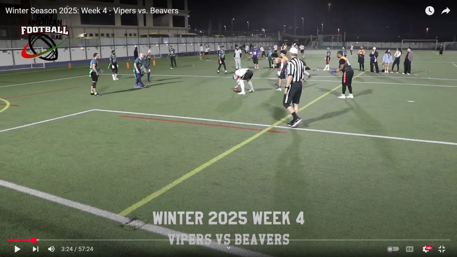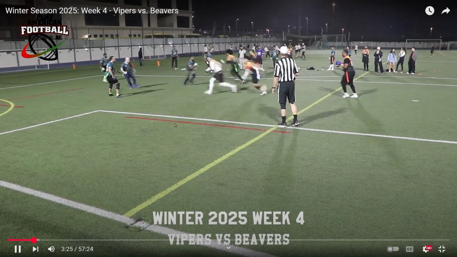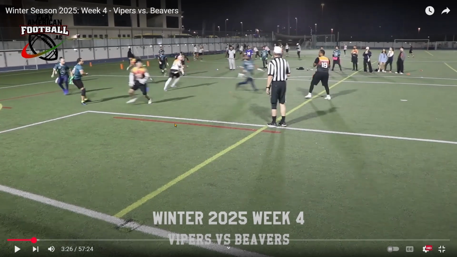Now, as the play develops, my route concept sends the center on an out route to the right, the slot receiver on a deep post, and the outside receiver on a go route. Meanwhile, the backside receiver is running an out route to the left. So, we've got a combination of vertical and underneath concepts, which should give us options. But here's where the problem starts.